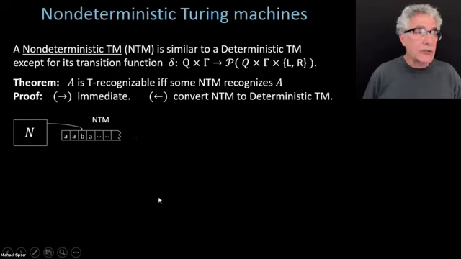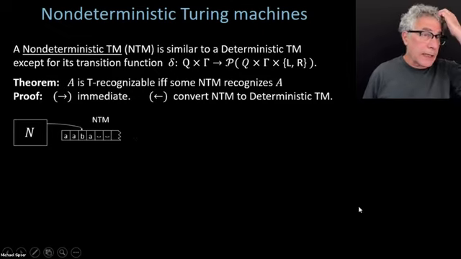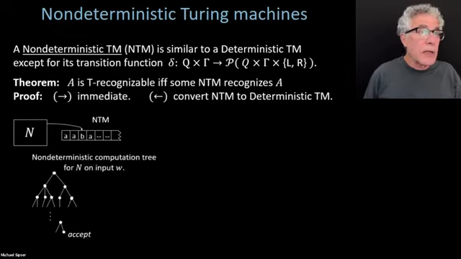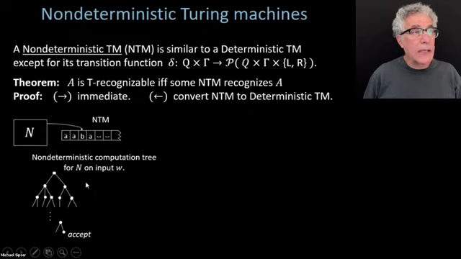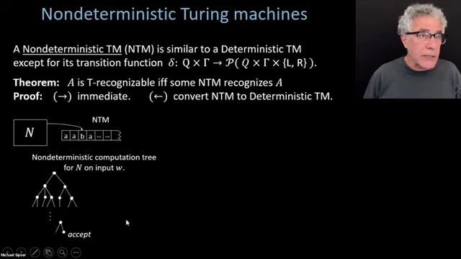We'll take a non-deterministic Turing machine. Here's our picture, and we're going to now imagine its computation in terms of a tree. So here is the non-deterministic computation tree for N on some input w. N for non-deterministic. Here is the tree. Somewhere down here it might end up accepting.